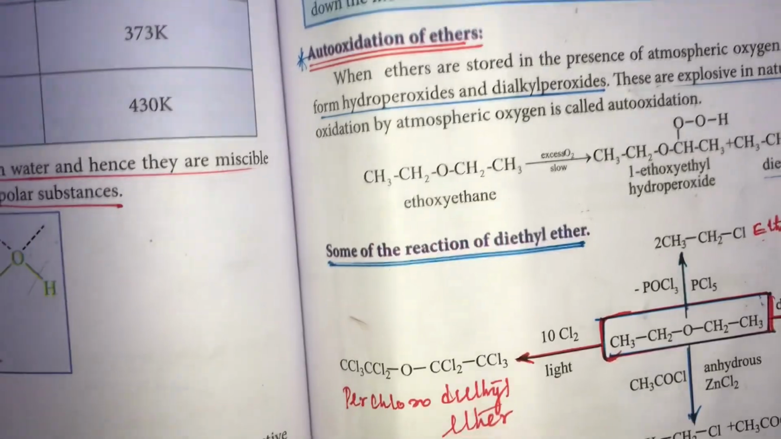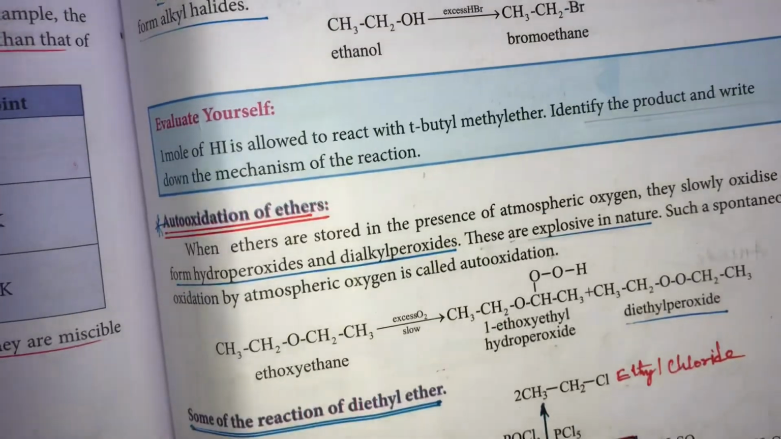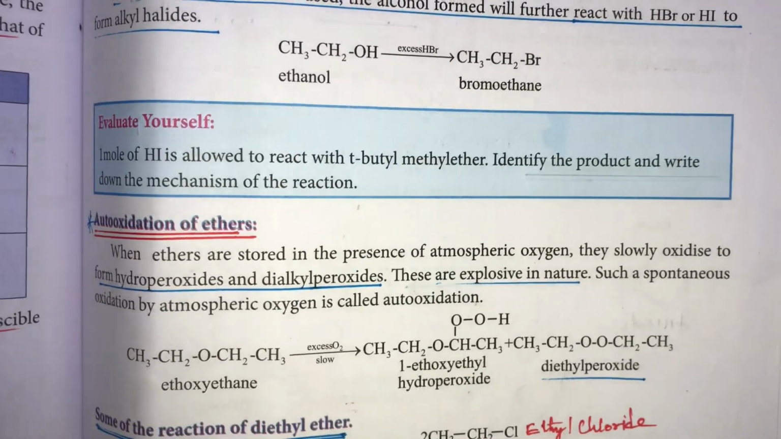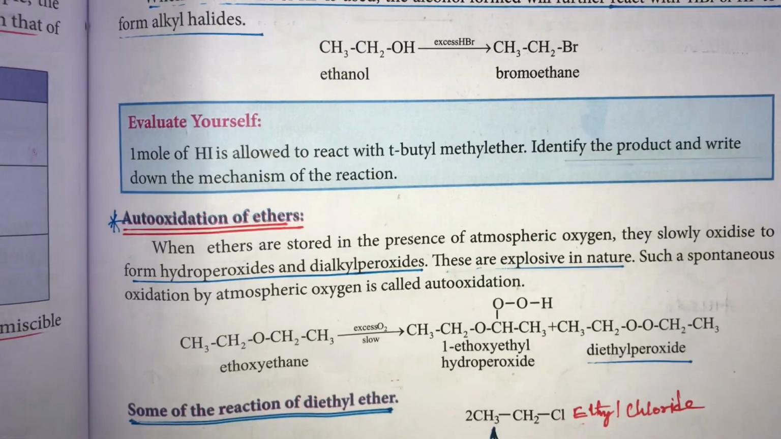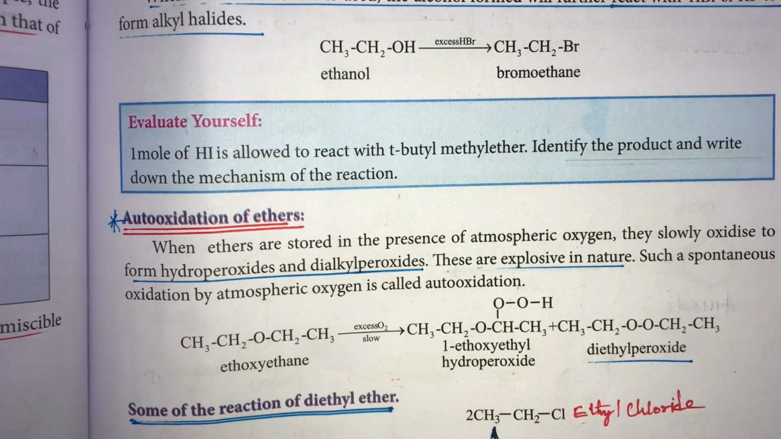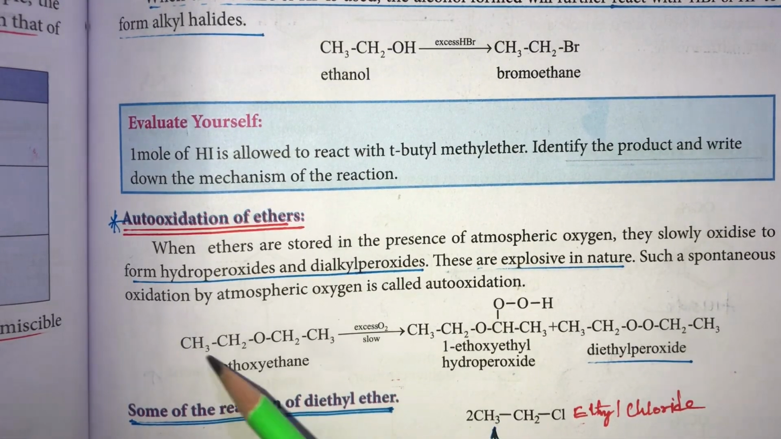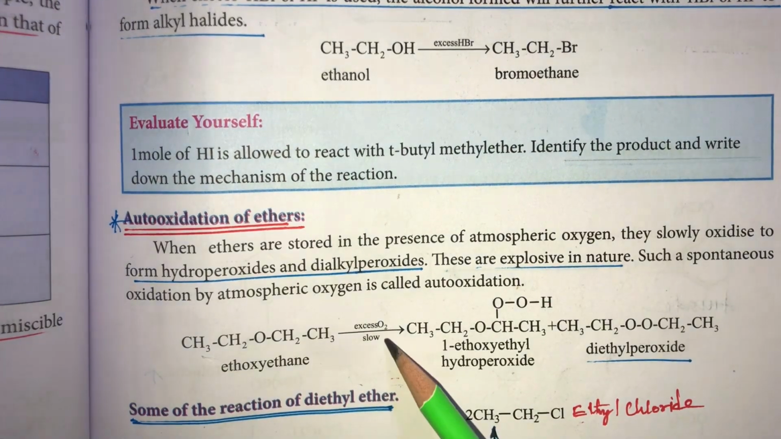Next one is auto-oxidation of ethers. Why should ethers never be evaporated to dryness? What is the action of heat on ether? How is ether peroxide formed from ether? Diethyl ether, on heating, reacts with excess oxygen.